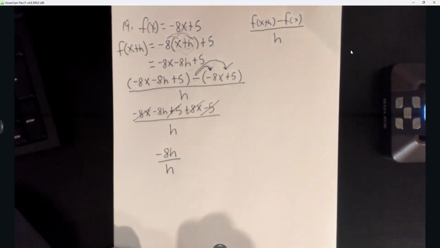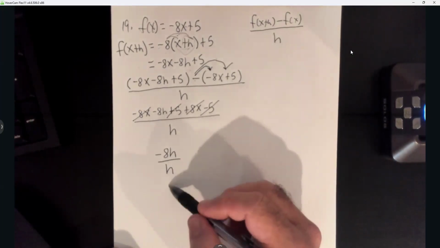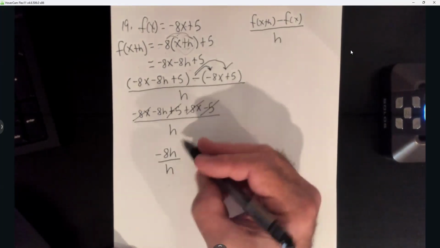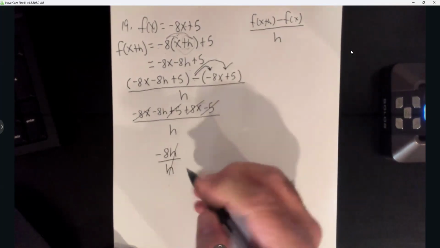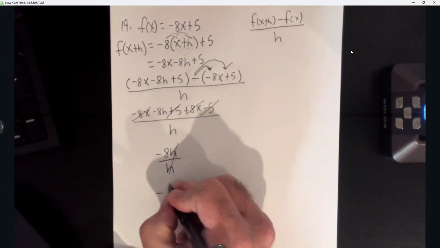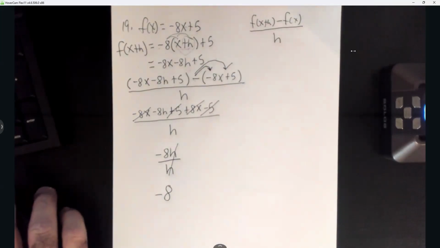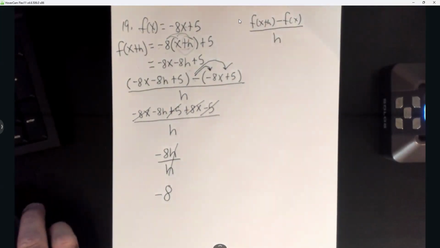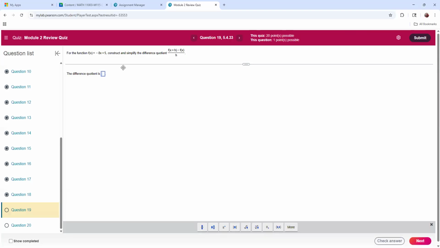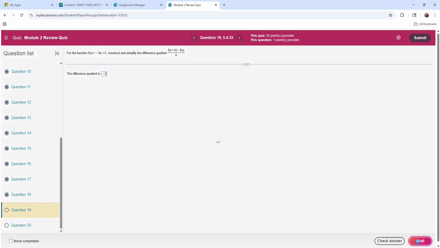And at that point, you would simplify by canceling the h's. So these h's cancel, leaving my final answer as a -8. So on number 19, y'all, you're going to come in and put -8. Now that was going to be a little easier than number 20 here.